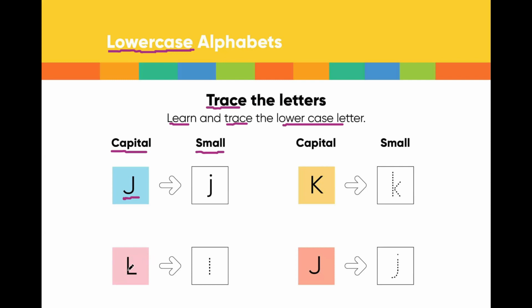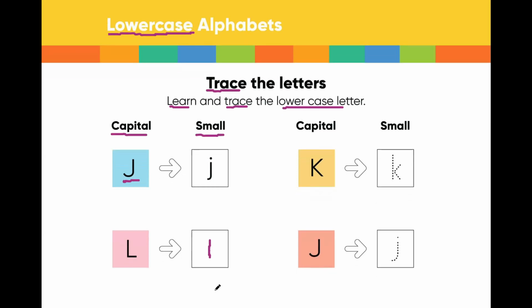Now here you can see that in the pink box, we got the capital letter L, right? And in the white box, we got the lowercase letter L or the small letter L. So let's start tracing this small letter or the lowercase letter. For that, we would start from this point and then stretch the line in the downward direction.